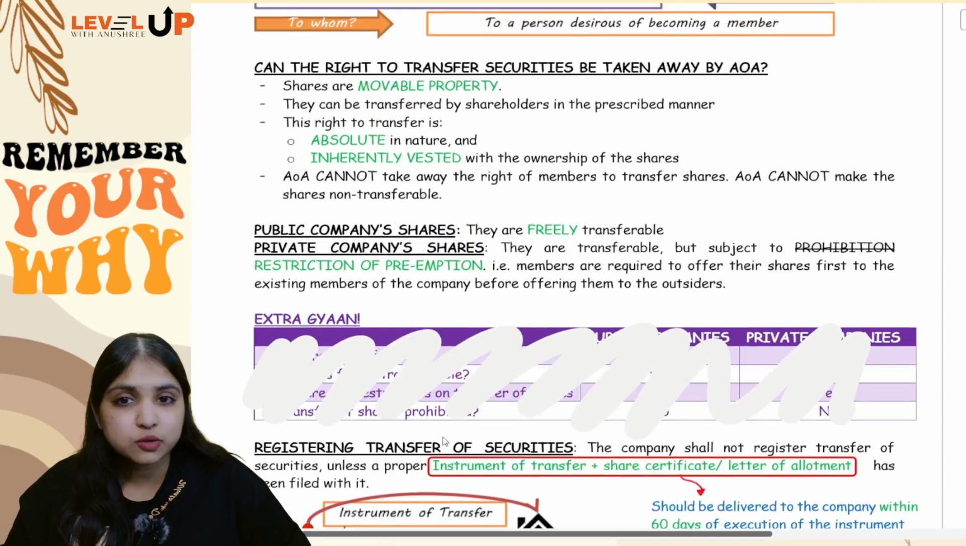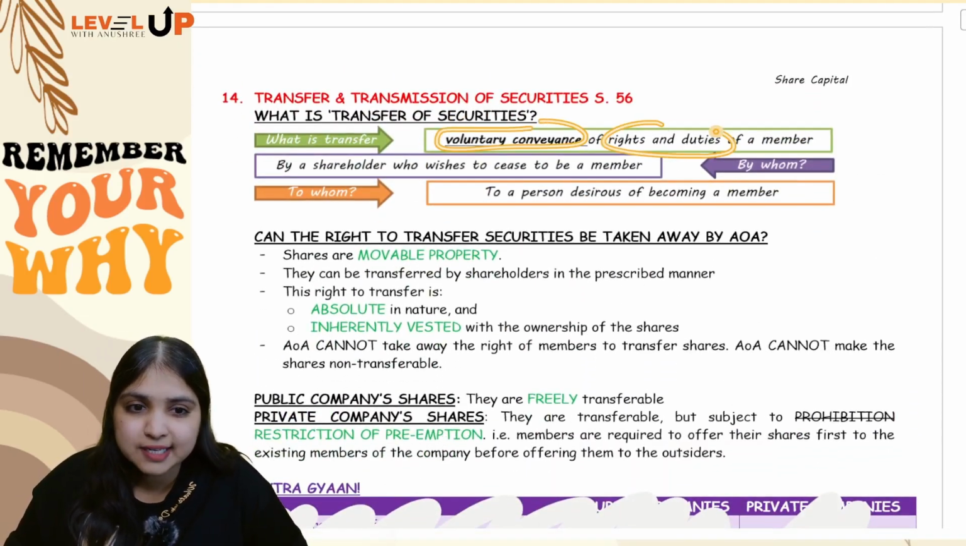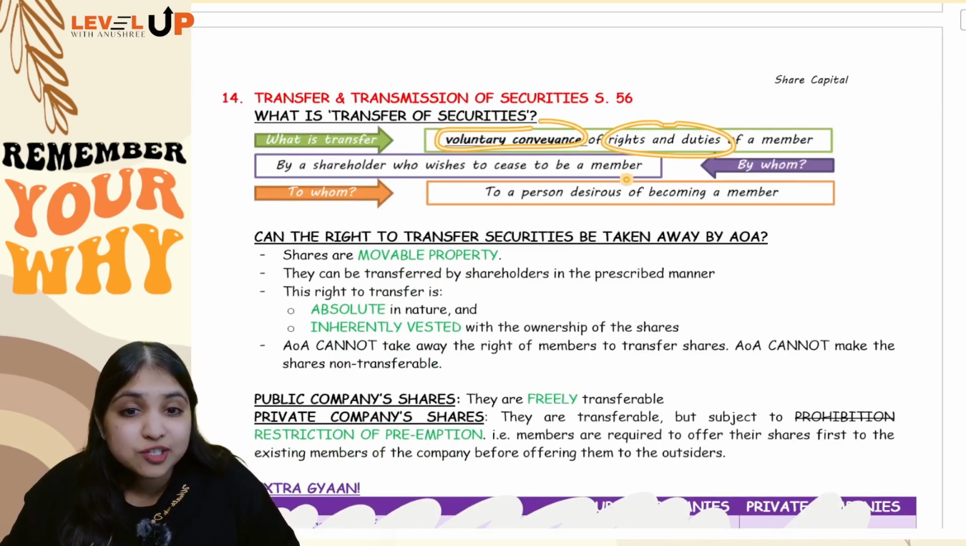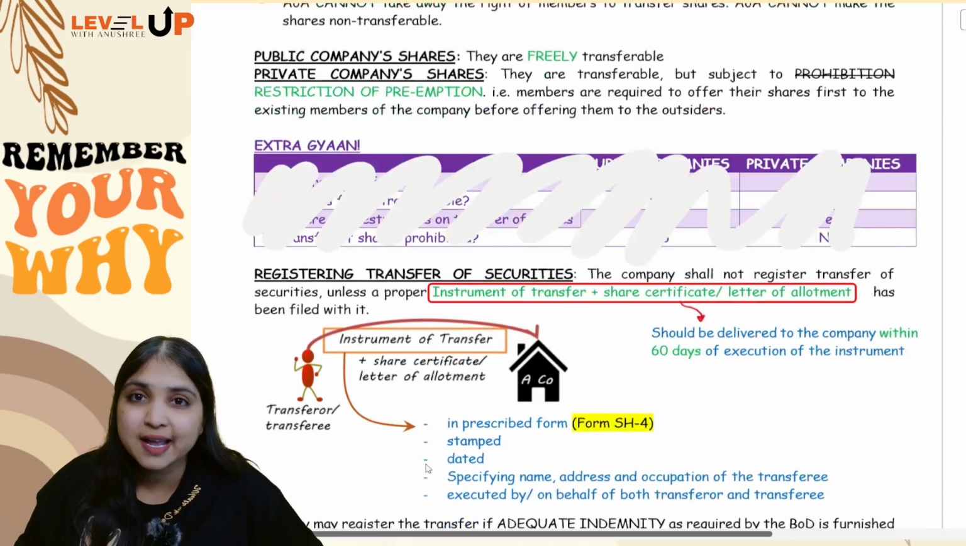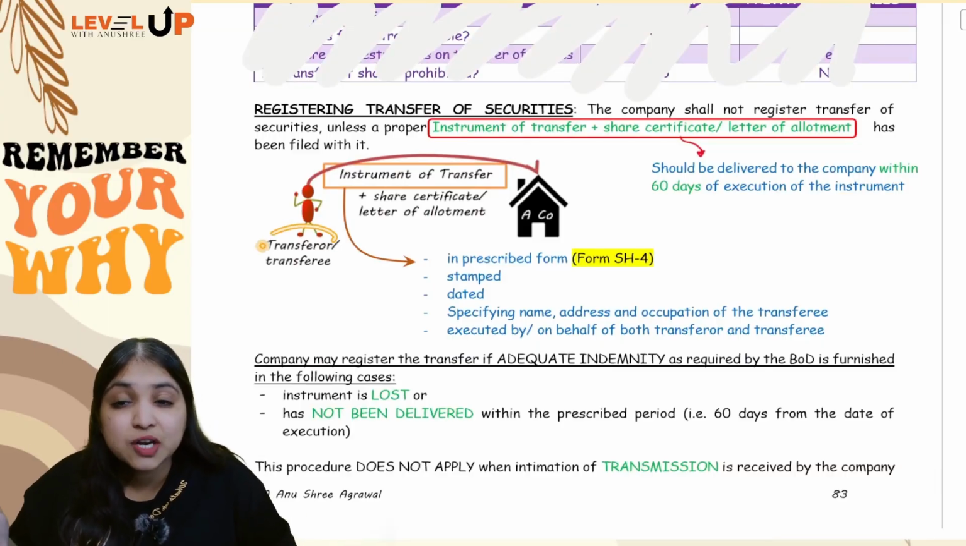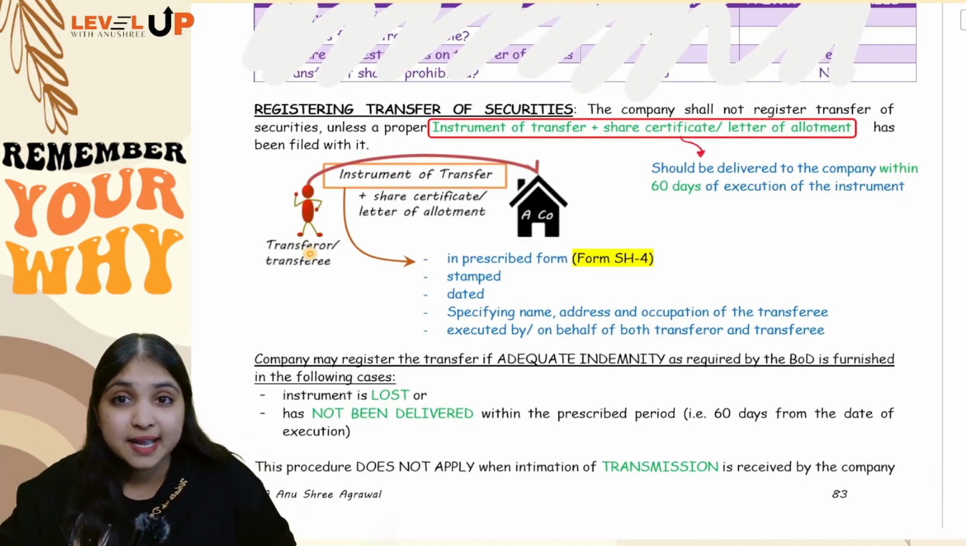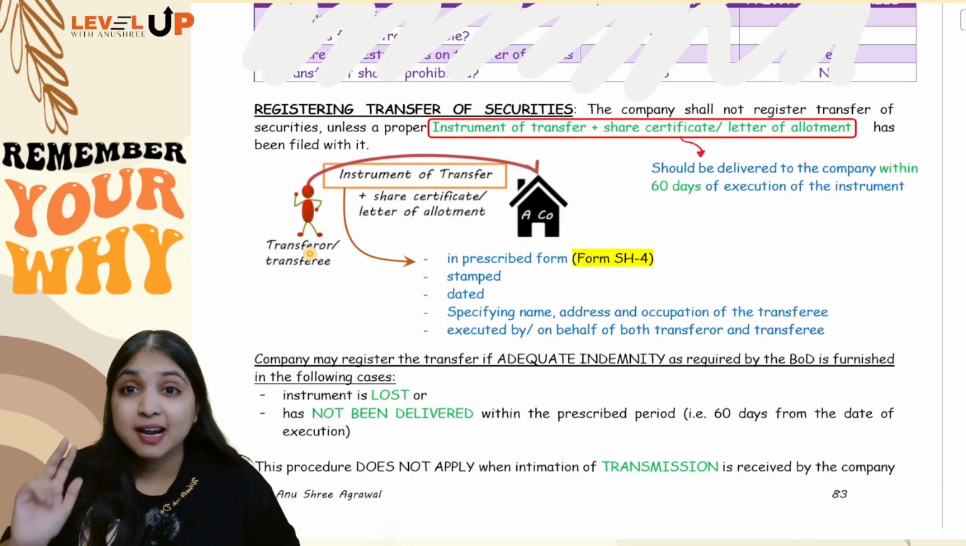Alright, then so therefore what is transfer? Transfer is nothing but voluntary conveyance of rights and duties of a member by a shareholder who wishes to be a member to a person who is desirous of becoming a member. To transfer the securities, what is the process? The transferor or transferee, one of us will submit 2 documents to the company. Number 1, SH4, instrument of transfer, and number 2, share certificate.